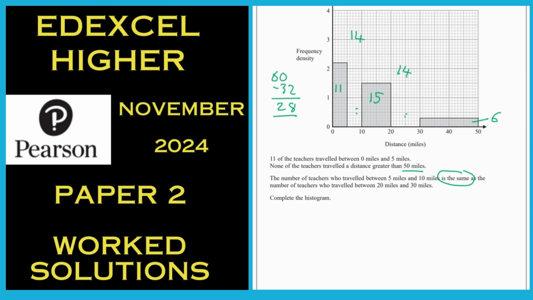So how do we find the height? We do 14 divided by the width. So the width of this bar is 5. 14 divided by 5 is 2.8. I can't be bothered using a ruler. You should. 14 divided by 10 gives us 1.4. So hopefully you've made a much better job of drawing them than I have.